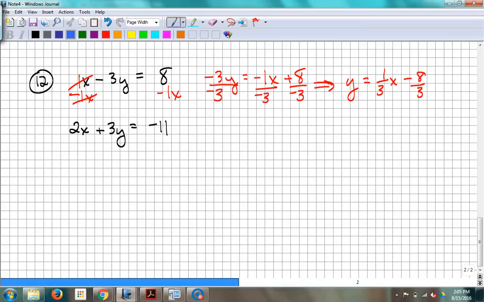All right, so the second one, subtract 2x. To get it to cancel out, we've got a 3y here, so we're going to divide both sides by 3. Negative 2/3 x minus 11 over 3. So we've got fractions all in that, but that's okay. We can still graph it.